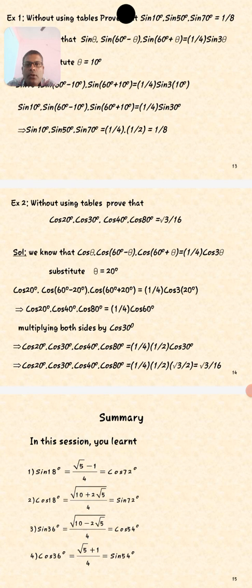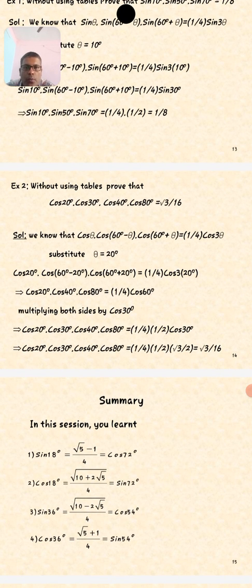That implies cos 20 degrees into cos 60 minus 20, which is cos 40, into cos 60 plus 20, which is cos 80, is equal to 1 by 4 into cos of 3 into 20, that means 60 degrees. So 1 by 4 into cos 60 degrees. Multiplying both sides by cos 30 degrees, because here the proof has cos 30. That's why we write cos 20 degrees into cos 30 degrees into cos 40 degrees into cos 80 degrees is equal to 1 by 4 into 1 by 2 into cos 30 degrees.